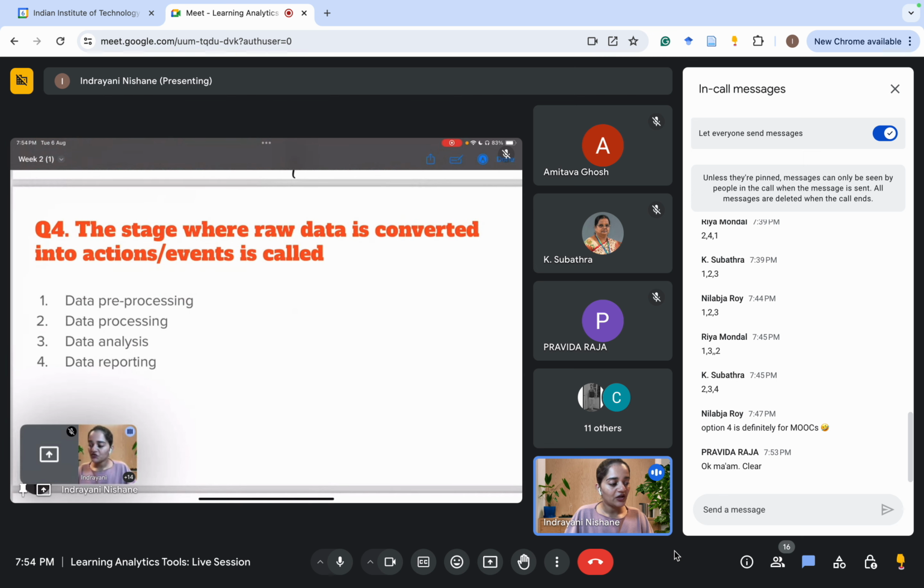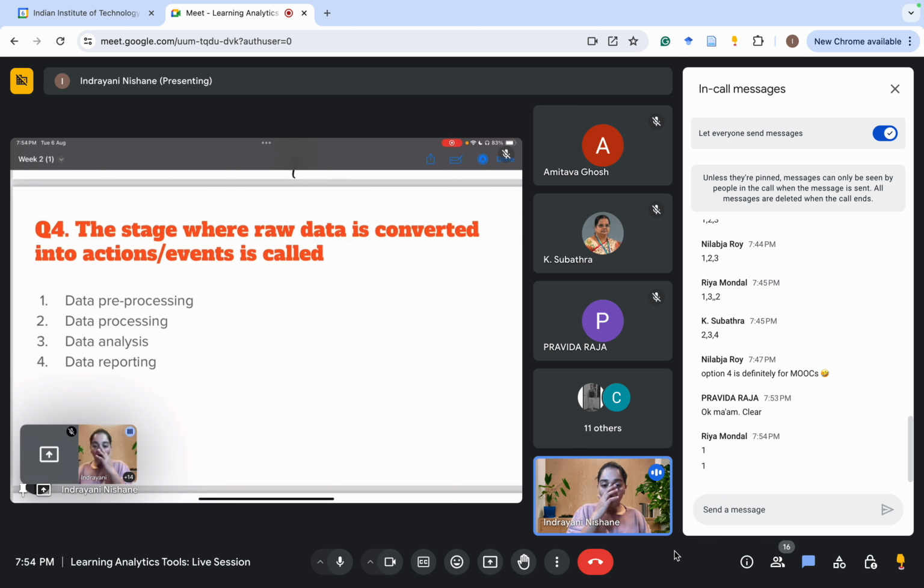The stage where raw data is converted into actions or events is called... So we talked about feature engineering and how raw data can be converted into different events or actions. Feature engineering is part of, I can see I'm getting a lot of correct answers in the chat box. So this is part of data pre-processing.